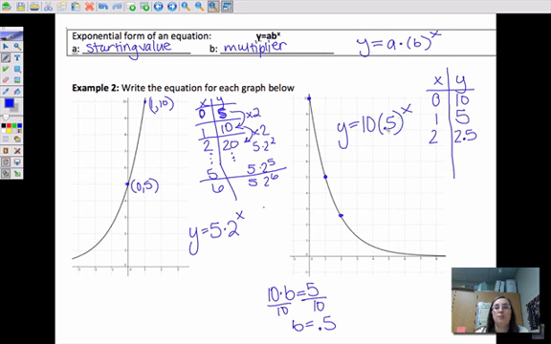So we've got our b, our multiplier, so add a little note in here. When b is greater than 1, that shows growth. When b is less than 1, that shows decay. All right?